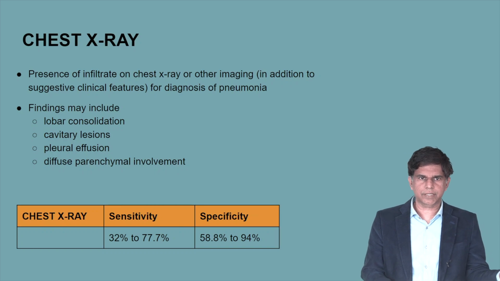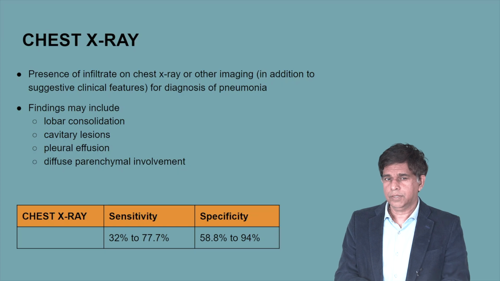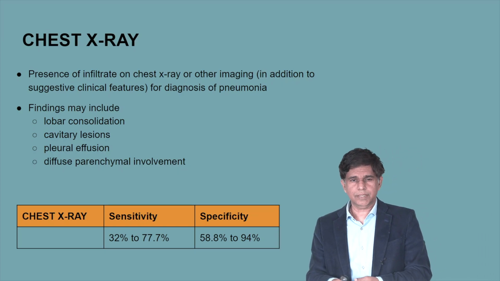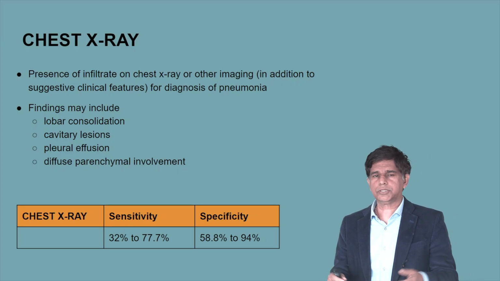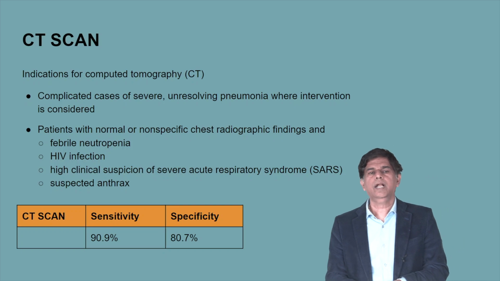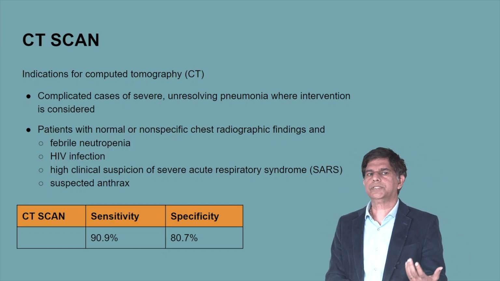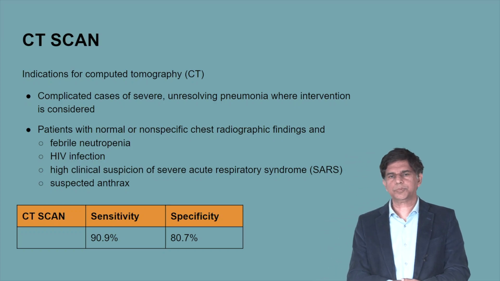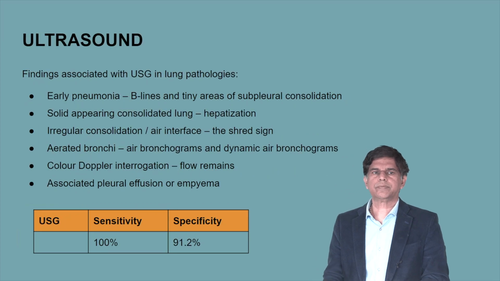Now, when you look at the chest x-ray, infiltrate on the chest x-ray, sensitivity is very low, sometimes 32%, specificity a little bit higher. So the findings are lobar consolidation, cavitary lesions, and pleural effusion, diffuse parenchymal involvement. Indication for CT: complicated cases, pneumonia, febrile neutropenia, HIV infection, clinical suspicion of severe SARS, and very high sensitivity and specificity, my friends.